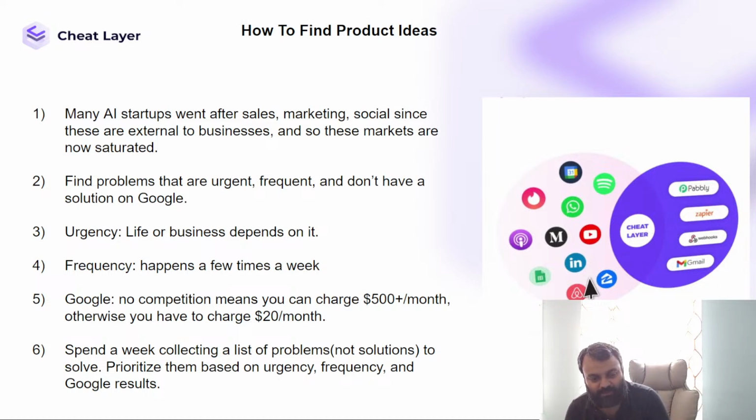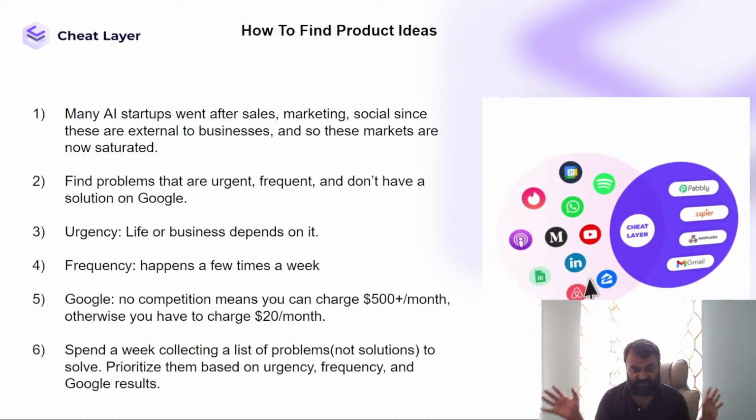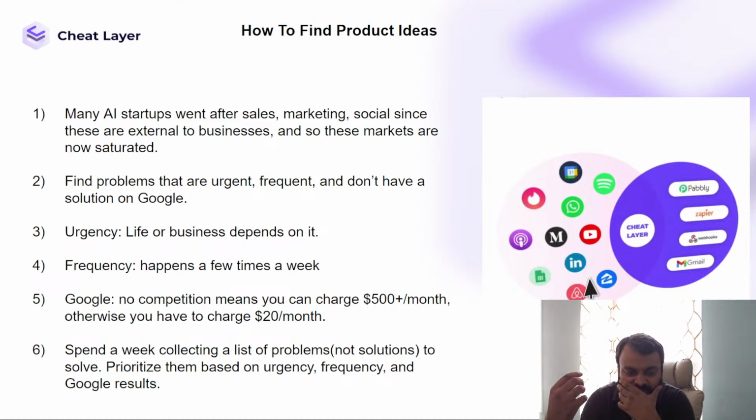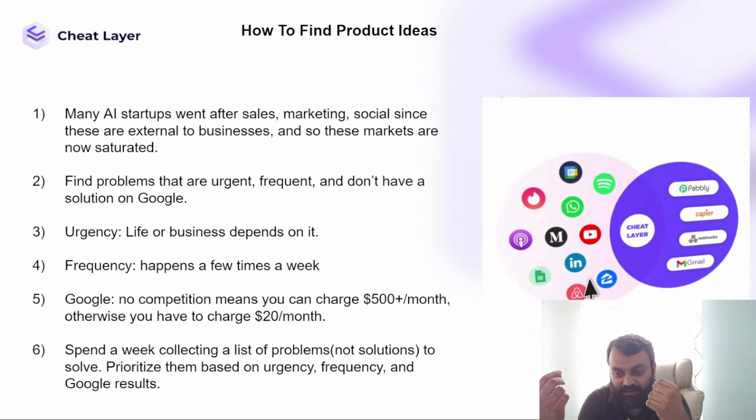So a good thing to do is actually search Google to see if what you're building exists at all. And we should treat this as an objective scientific experiment, so not just one idea. We should come up with a list of 5 ideas. Think about this when you're coming up with these ideas: you want to find ideas that have urgency, frequency, and no solution on Google. The reason is that it helps you get customers and helps you sell.